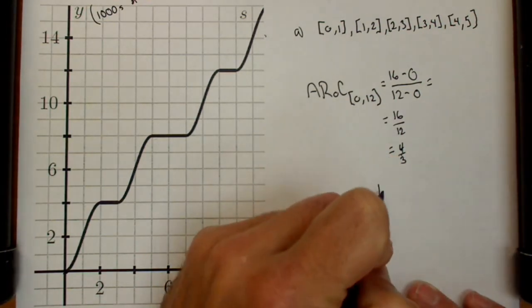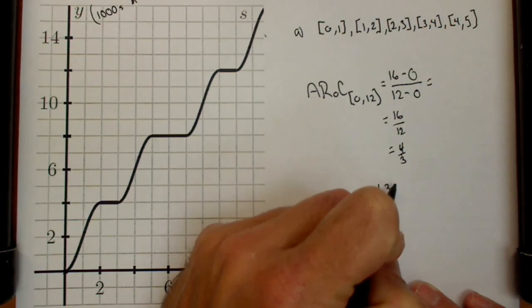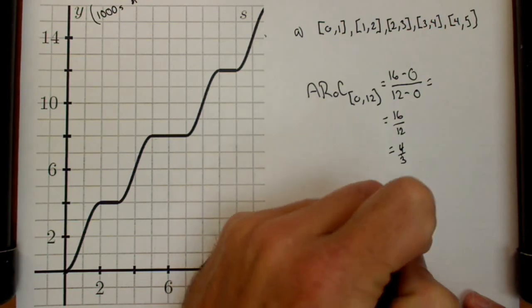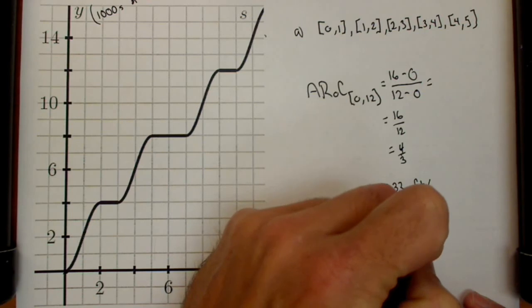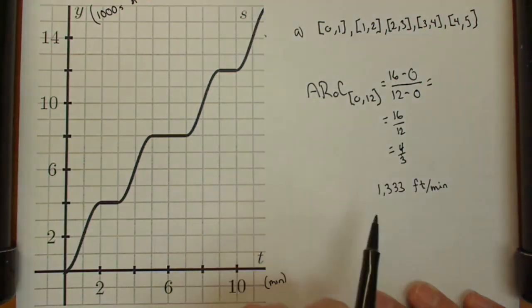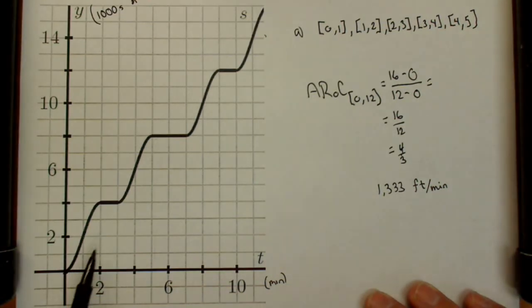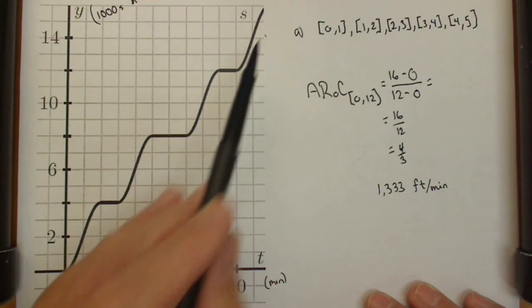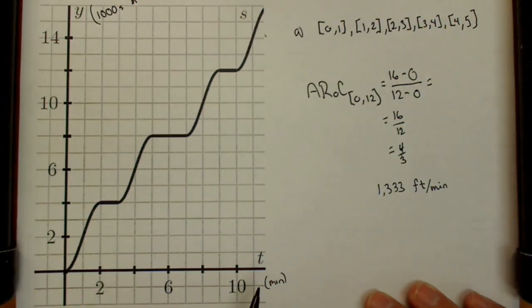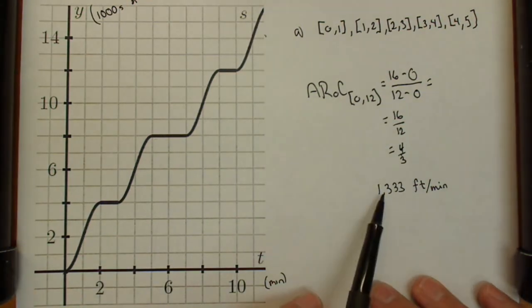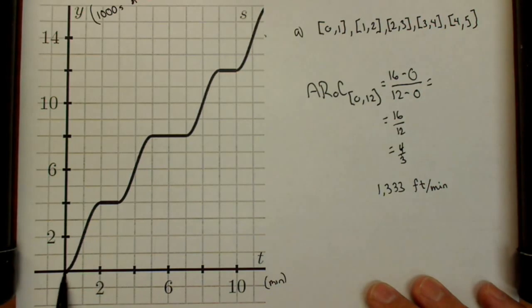So we have about 1,333 roughly feet per minute. I went ahead and rounded that off. So that's our average rate of change. So that's the constant speed we'd have to be going to make the same trip to cover 16,000 feet in 12 minutes. Notice that it's positive because between 0 and 12 minutes our position is increasing.